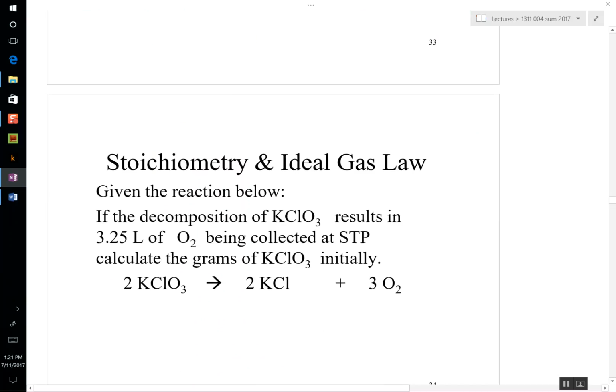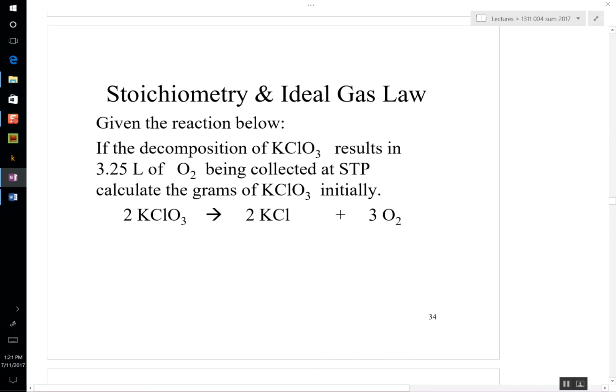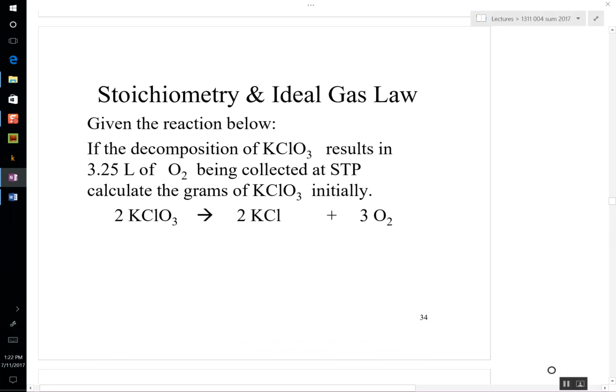So let's take a relatively straightforward example here. Here is a decomposition. This isn't nitroglycerin, but we have potassium chlorate decomposing into potassium chloride and oxygen, which is a gas. This is a solid, this is a solid. So we've got a solid decomposing into a solid and a gas. If the decomposition of potassium chlorate results in 3.25 liters of oxygen being collected at STP, calculate the grams of KClO3 initially that decomposed.